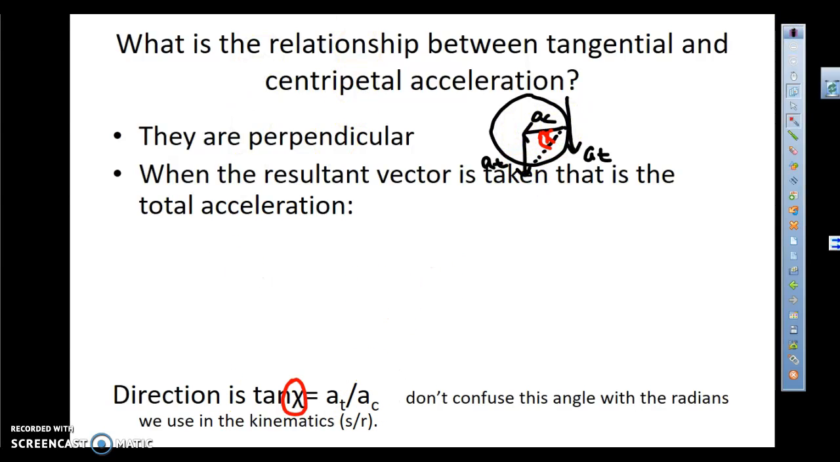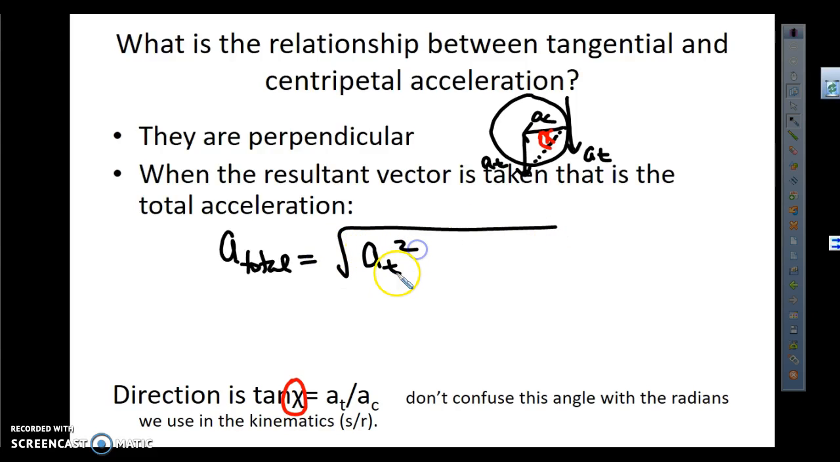But the biggest thing here, angles are good to know too, but the biggest thing here is if you want the total acceleration, not to be confused with a sub t, it's the square root of tangential squared plus centripetal squared, and that's going to give you your total acceleration. Now, if an object isn't speeding up or slowing down, then a sub t is going to be 0. Okay.